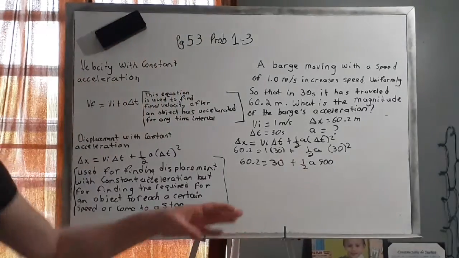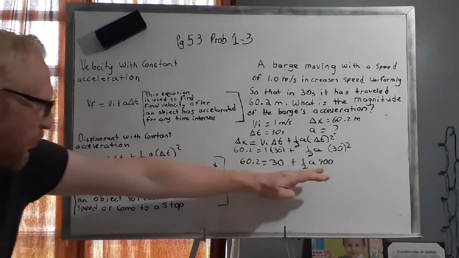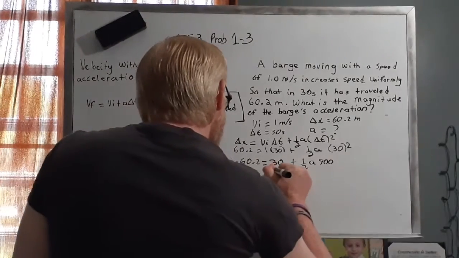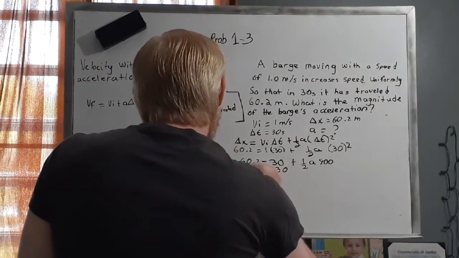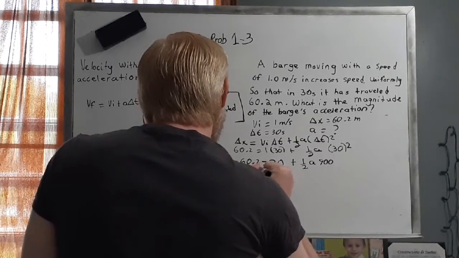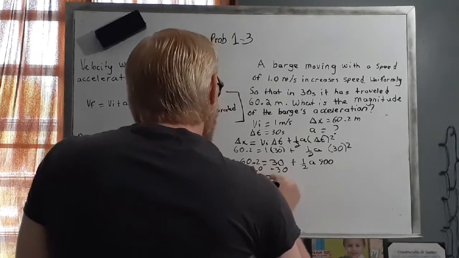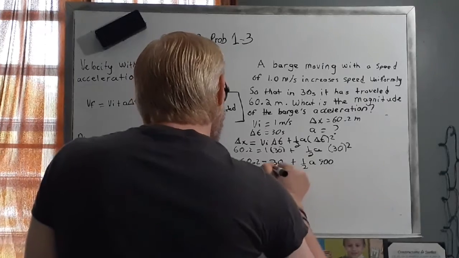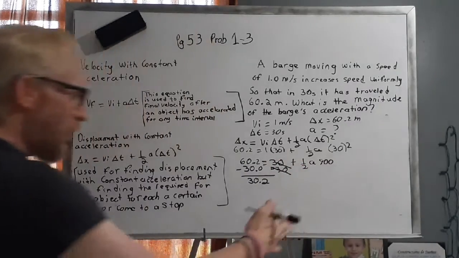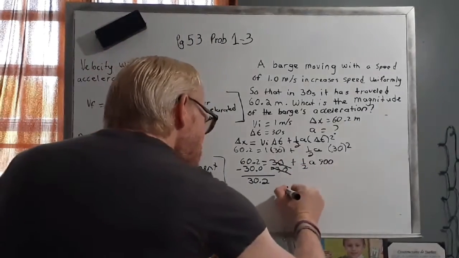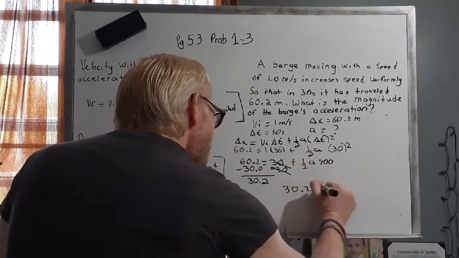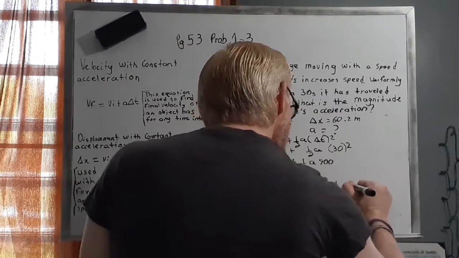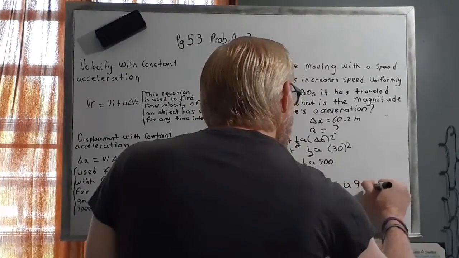So our next step is to get rid of this 30, so that I can isolate this part of the equation. You're going to subtract 30 on both sides, and you're going to say 60.2 minus 30.0, if that makes it any easier. 2 minus 0 is 2, 60 minus 30 is 30, so that would be 30.2. This side cancels out. So now we're going to say 30.2 equals 1/2 of the acceleration multiplied by 900.